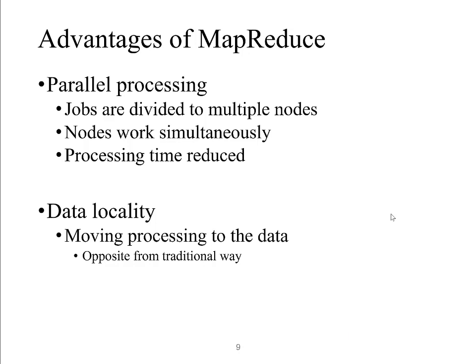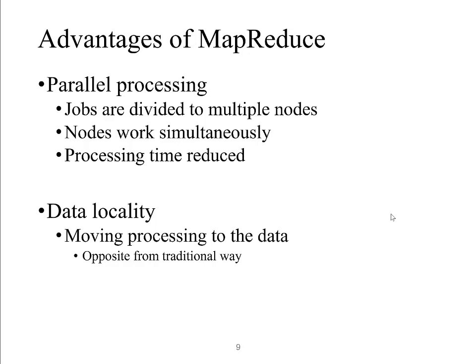So that is the first advantage of MapReduce, which is parallel processing. The second advantage of MapReduce is data locality. If you still remember, about half an hour ago, we were talking about data locality when we compared replication and erasure coding. Basically, the idea of data locality is that instead of moving data to the processing unit, in the MapReduce framework we move the processing unit to the data.